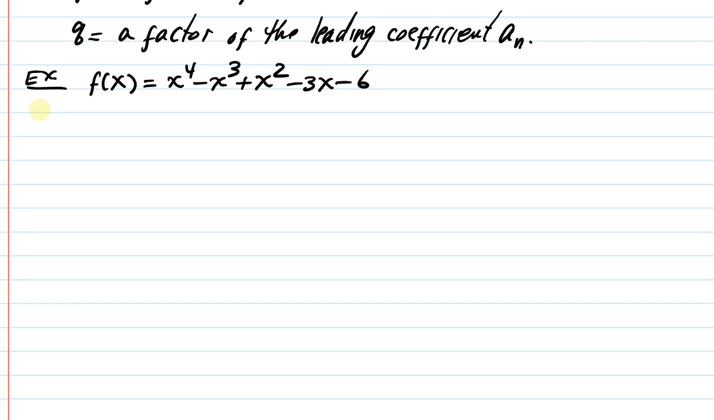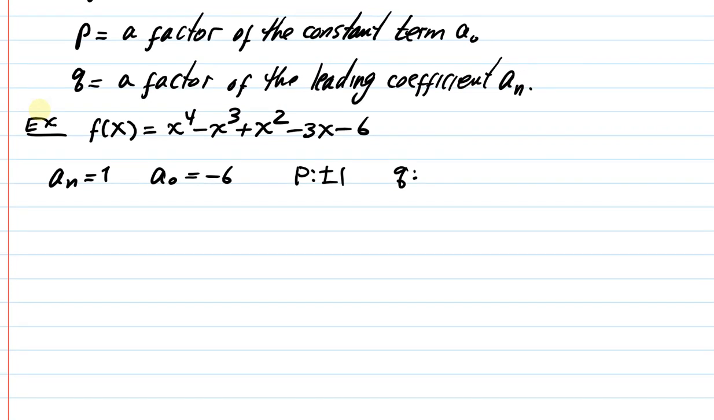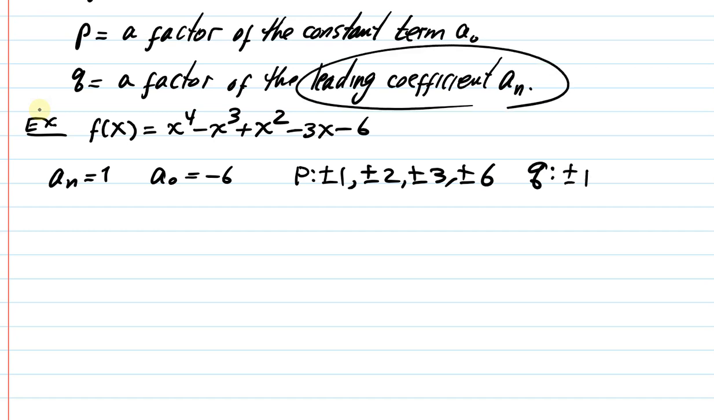Because the leading coefficient is 1, let me write down a sub n is 1. A sub 0, the constant, is negative 6. P are the factors of the constant, so factors of negative 6. That's plus minus 1, plus minus 2, plus minus 3, plus minus 6. Q is a factor of the leading coefficient, and that's just plus minus 1.